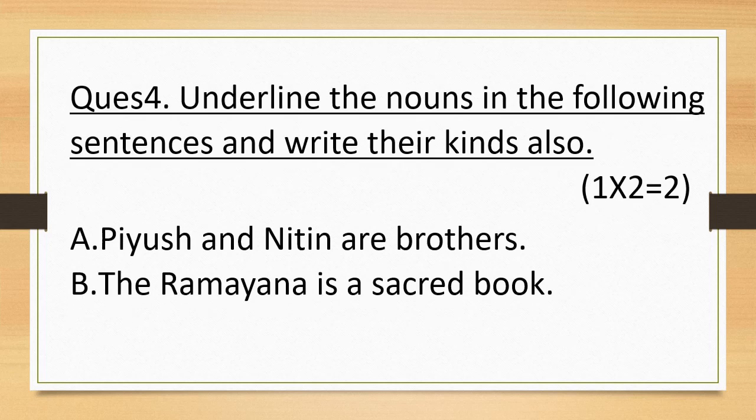Question number 4. Underline the nouns in the following sentences and write their kinds also. Here 2 or 3 nouns are there in each sentence, but you may underline any one of the nouns which are given in single sentence. Just one noun and write its kind.